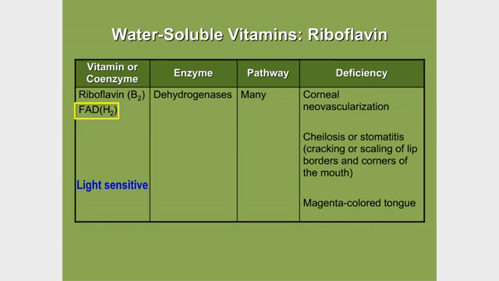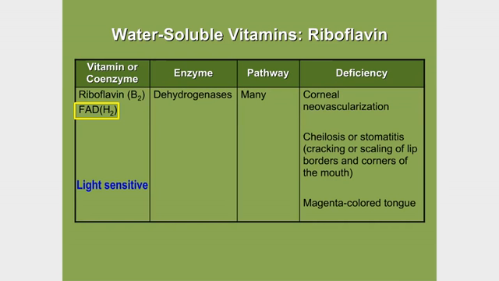There are a number of enzymes that use FAD, and these are also classified as dehydrogenases, just like NAD or NADP coming from niacin. But these dehydrogenases use FAD. And if you were asked what's the function of FAD, it's involved in oxidation reduction reactions.